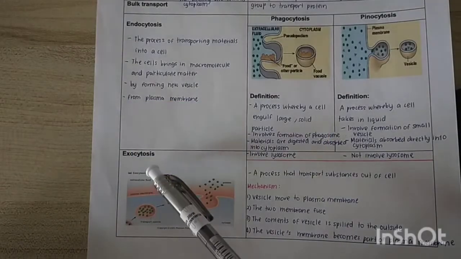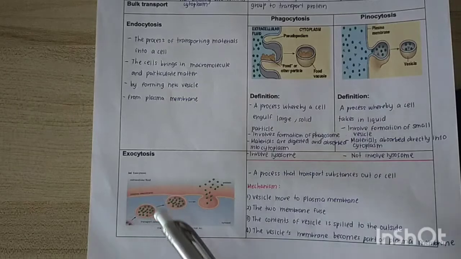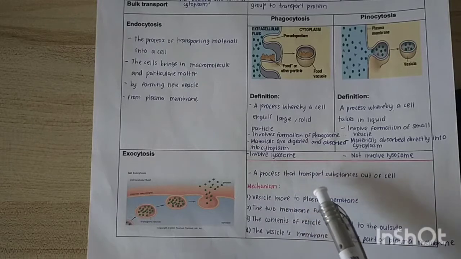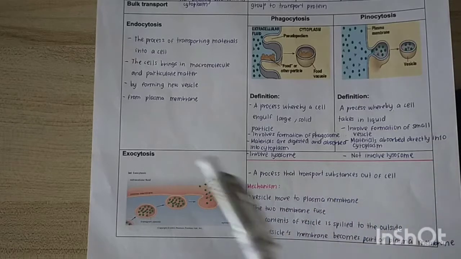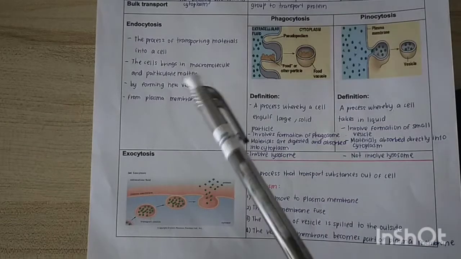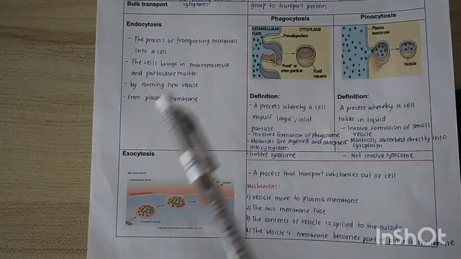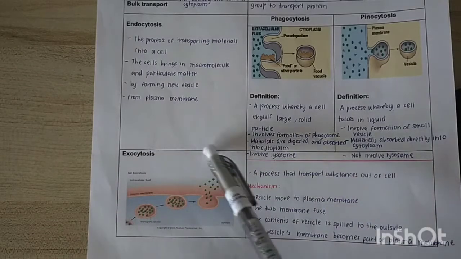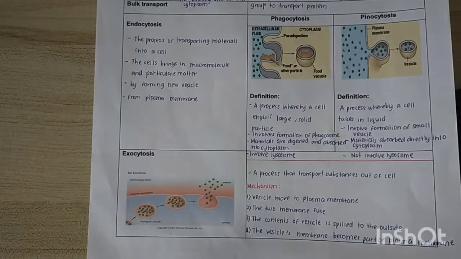Okay, so now we look at the other process of bulk transport, which is called exocytosis. So what is exocytosis? It is a process that transports substances out of the cell. Kalau macam endocytosis tadi, it will involve transporting material into the cell, daripada luar masuk ke dalam. Tapi kalau exocytosis, daripada dalam sel keluar. So ni bezanya antara endocytosis dan juga exocytosis.